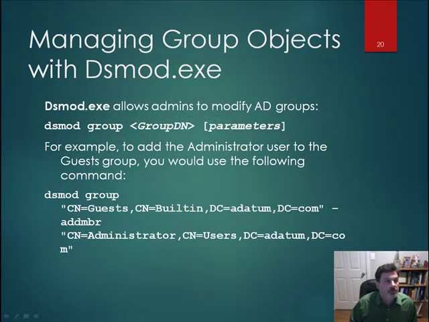I also have the ability to manage group objects with Dsmod.exe. It is pretty much the primary command that allows me to modify Active Directory groups. The Dsmod group, for example, can be used to add the administrator user to the guest group with the command that you see here at the bottom of the screen.